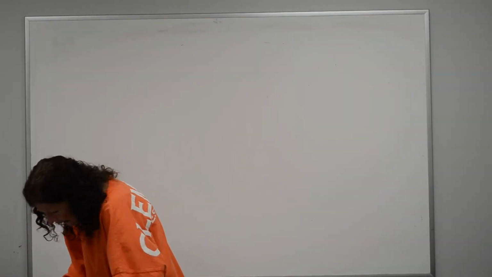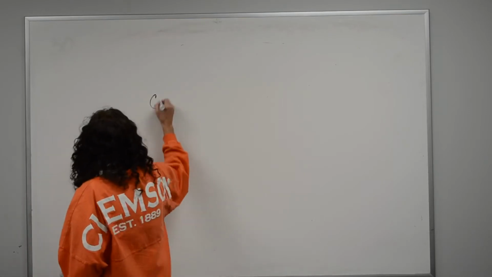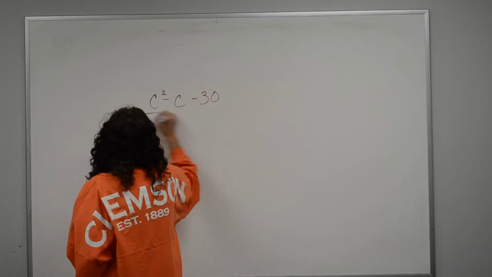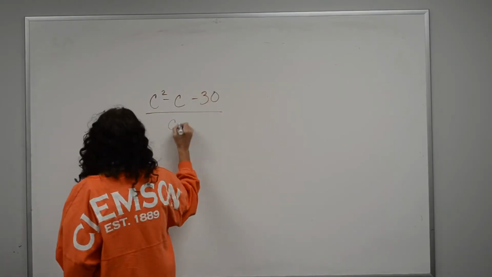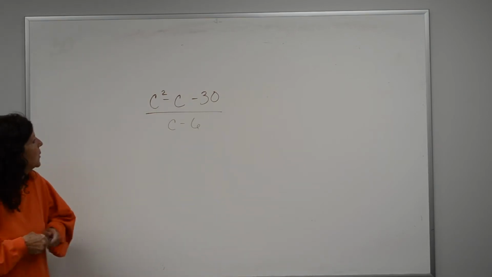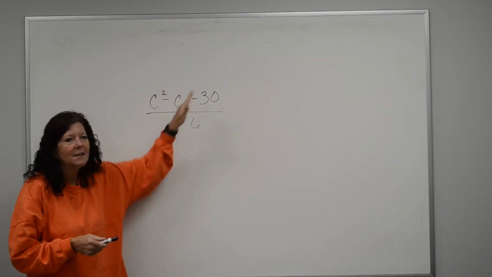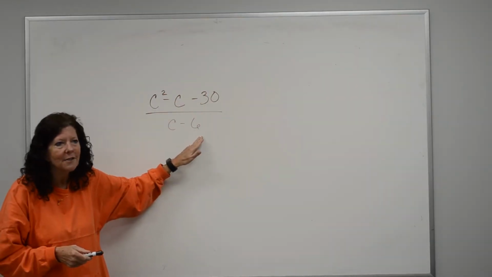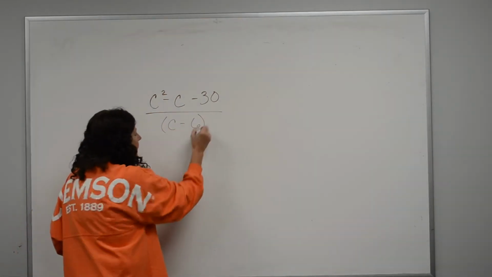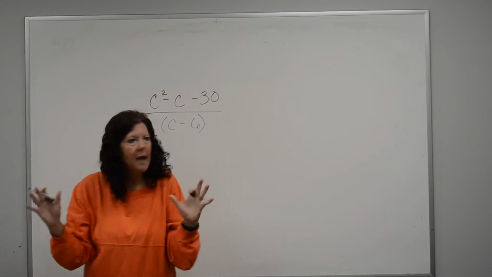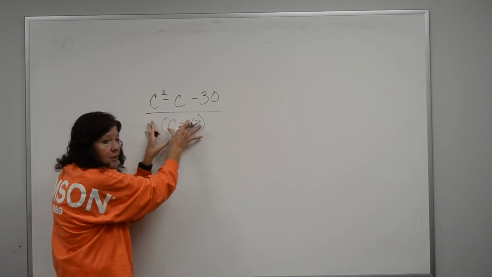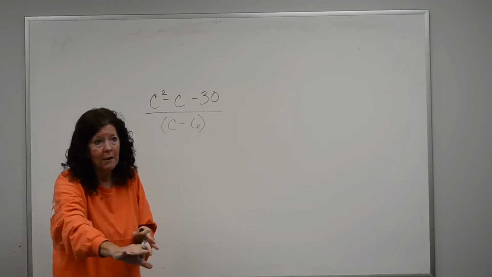Let's say I have c squared minus c minus 30 over c minus 6. Now, the temptation is to try and reduce those c's and to reduce the 30 and the 6. You cannot do that, okay? This whole thing has to stay together. You cannot separate it out, okay? If this thing goes away, the whole thing has to go away, not just part of it.